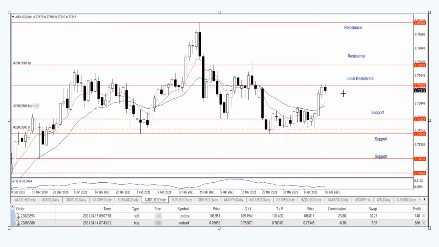And just to repeat myself, if this short-term local resistance capitulates, we get a close above here on the daily, then there's nothing in our way to reaching our take profit target. But for now, traders, nothing to do. We'll just see how it plays out over the course of this upcoming trading week.